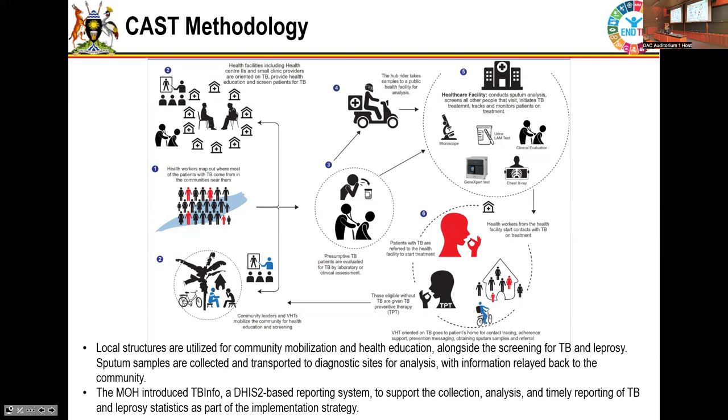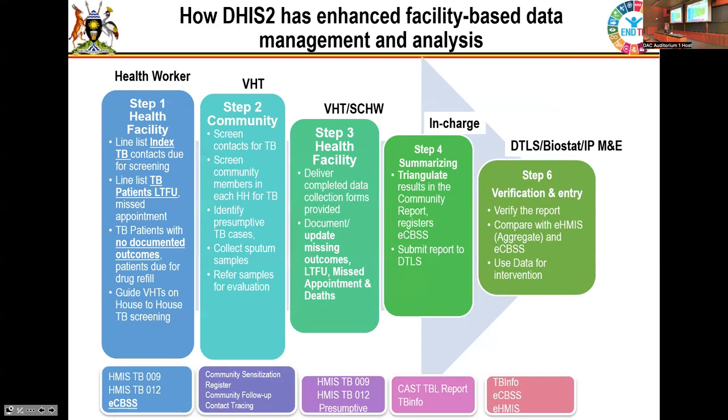So the local council chairpersons, the administrative units, and the district health officers were all involved in the mobilization and advocacy for the community activity. First, to mention that it is supposed to help us identify new cases. And in this, of course, we had to think of how we should be able to get the data. That's how we ended up introducing the TB Info, which is a DHIS2 reporting system that would help us in timely reporting and data capture.